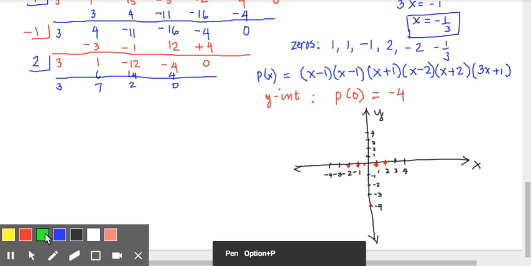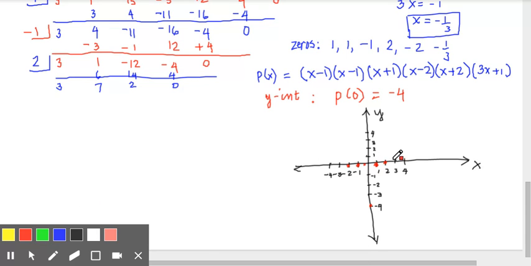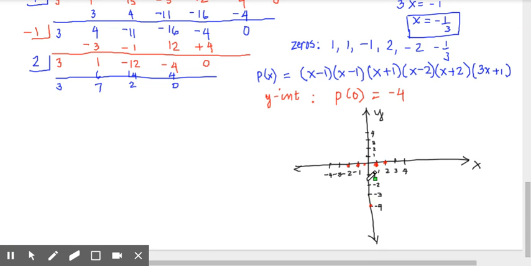And so the graph is, okay, it's going to touch 1, and 1 is a double zero. So we're going to go to 1, touch 1, and then bounce. And then it will come down, but then go back up to touch 2, and then it will just keep going up because there's no more x-intercept on the right side of 2.